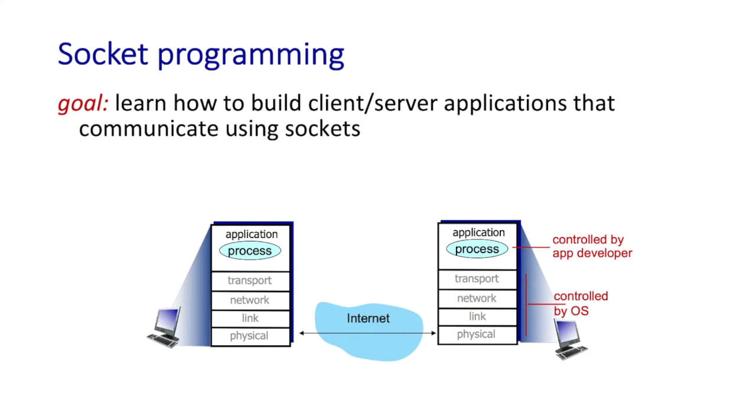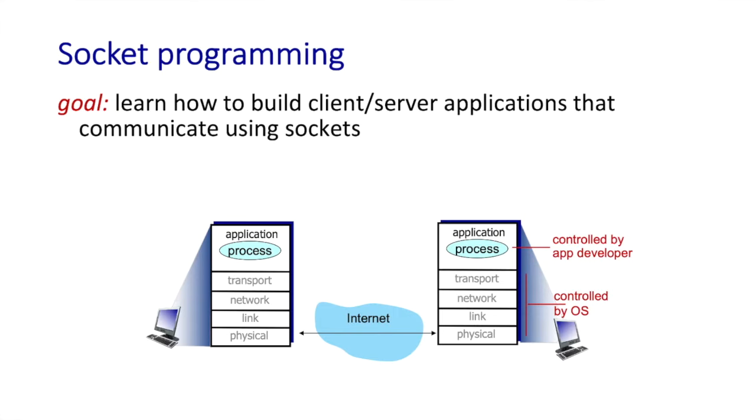In this section, we're going to learn how to program client-server applications that communicate over the internet. And that means they're going to need to communicate using sockets. Sockets are the one and only API that sits between the application layer and the transport layer. And if you want to directly access the internet's transport layer services to send application layer messages from one part of the distributed application to another, you're going to need to use sockets. That's true for all operating systems.